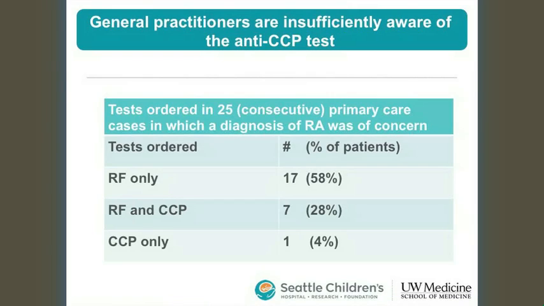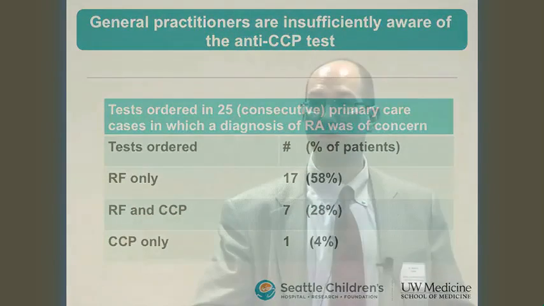So like initial presentation. And you can see that they order the RF and CCP in 7 of the cases, and they're still ordering rheumatoid factor only, even though every guideline is that you order both. So even after 10 years of this test being around, in a university system where this stuff is lectured on constantly, most primary care practitioners still don't know about the anti-CCP test.